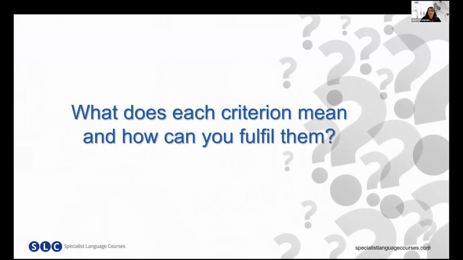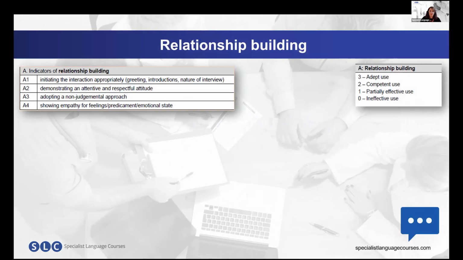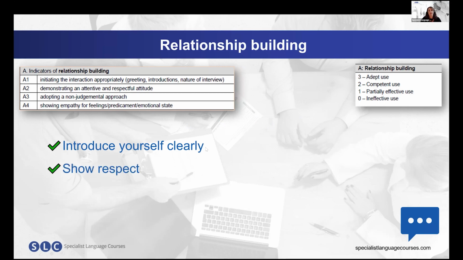So what does each criterion mean and how can you fulfill them? So we're going to take a look at this, and we're going to look at some useful phrases for each of the different criteria. So A, we have indicators of relationship building. So we need to initiate the interaction. So you need to introduce yourself clearly. Now, depending on the situation and the urgency of the role play, this may vary, but you should make sure that you have a plan for how to introduce yourself. You should show respect. You should show empathy throughout the role play.